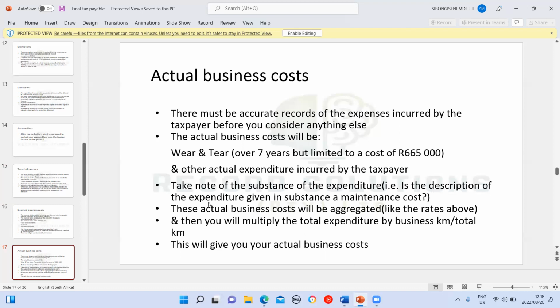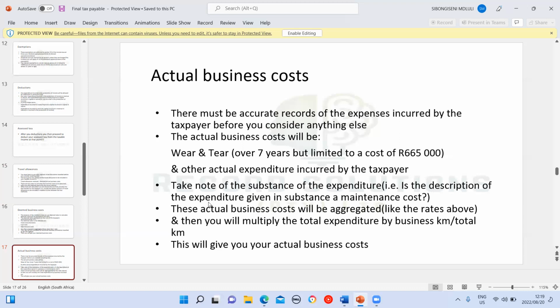So take note of the substance of the expenditure. What I mean is that they can give you a different description of a cost, such as the cost of tires. But if you have a cost of tires, you should know that replacing the tires is actually maintenance. An engine check is actually maintenance for that car. So you must just look at the substance of the expenditure.